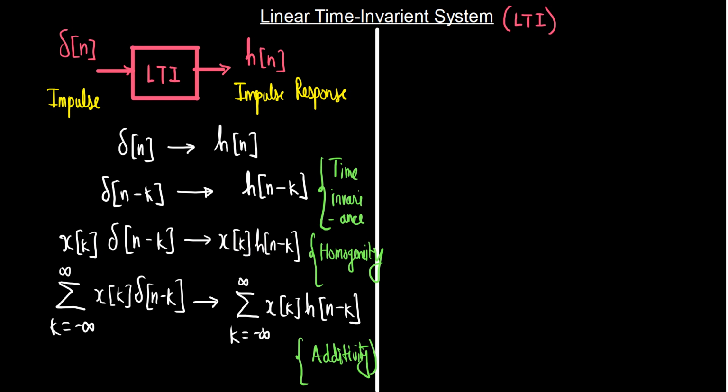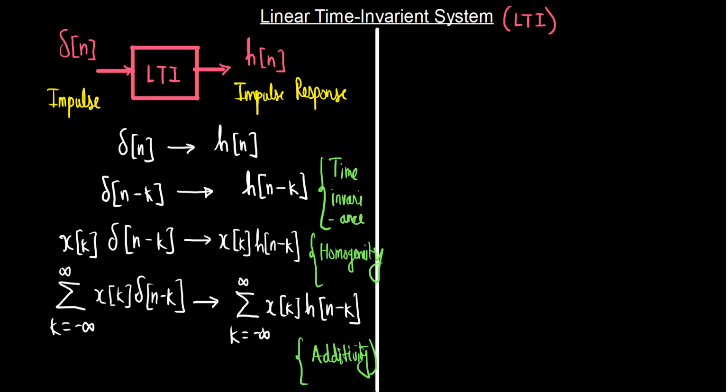Now lastly, we have imposed the condition of what is called additivity. So if we have multiple such linear combinations of inputs, we must get multiple such linear combinations of outputs. So the linear combination of inputs must give you linear combinations of the output. That is what a linear system does.